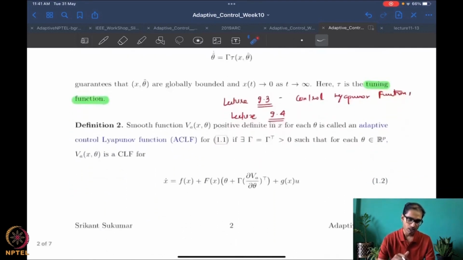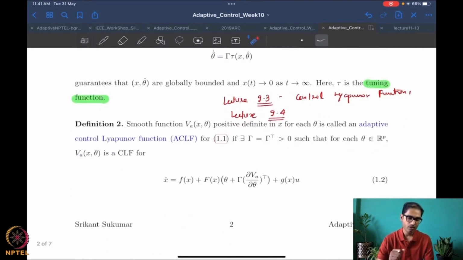Okay. So let's begin, after this rather longish introduction, with our definition 2, which is that of an adaptive CLF. So what is an adaptive CLF, or ACLF? It is essentially a smooth function now of both x and theta, because there is a parameter involved. Remember that theta is a constant, because we are talking about theta and not theta hat. It's just a constant parameter.